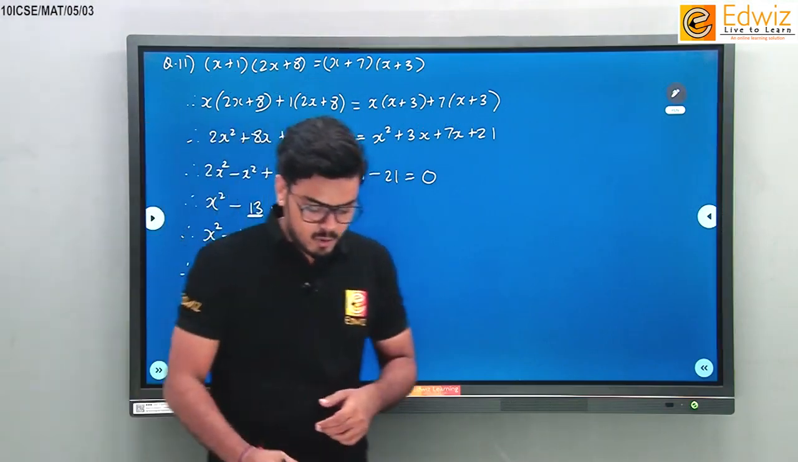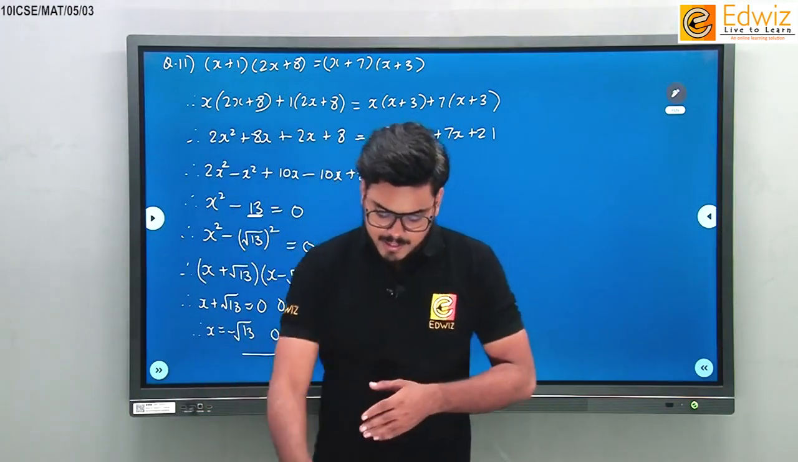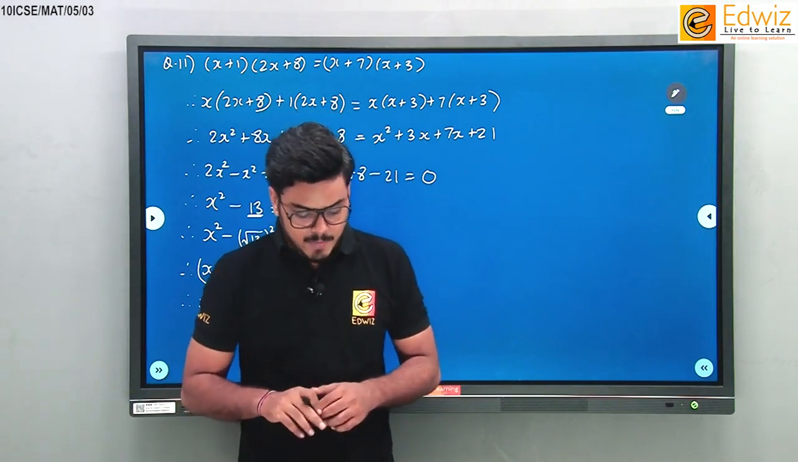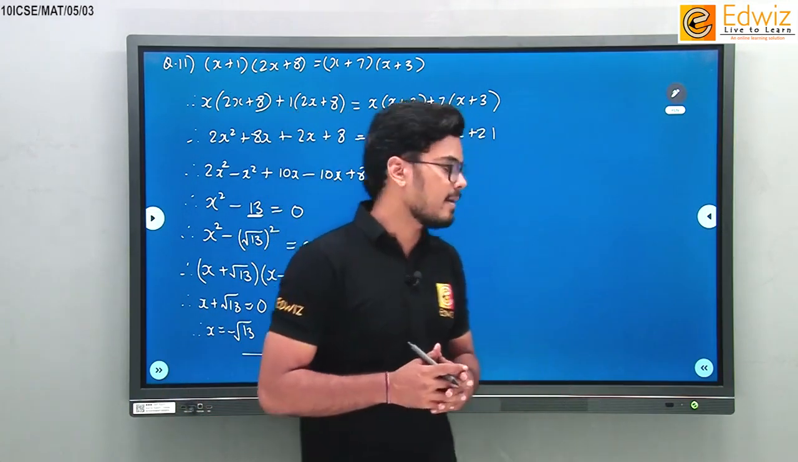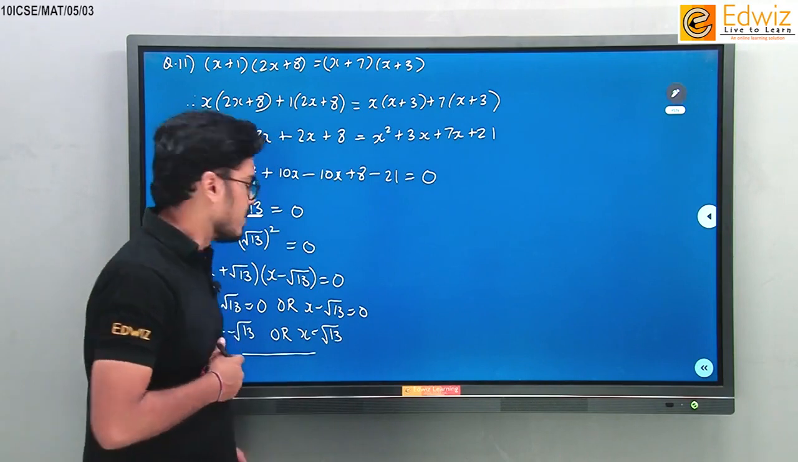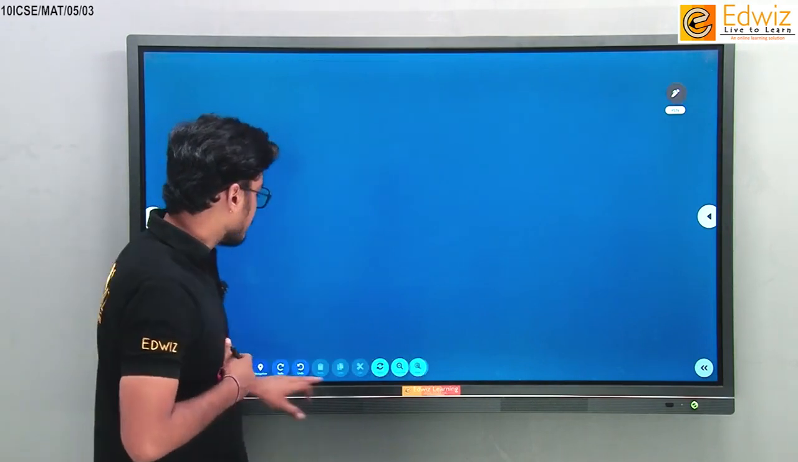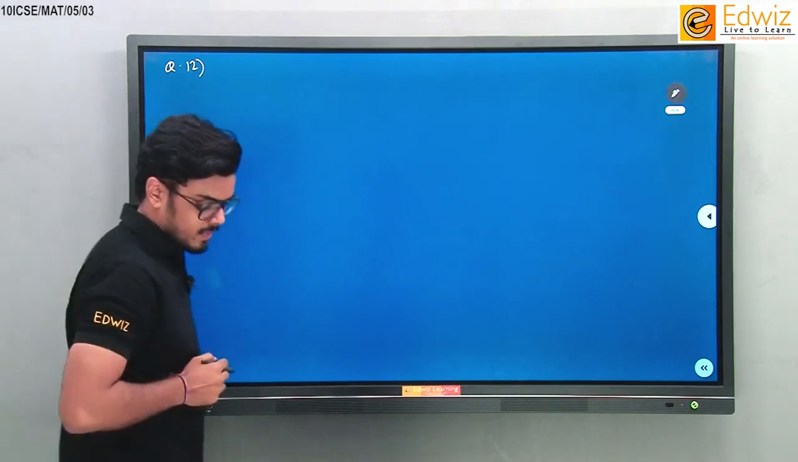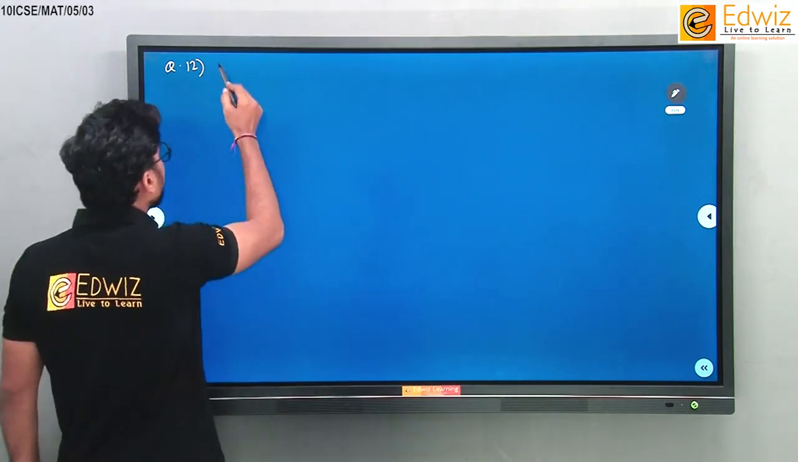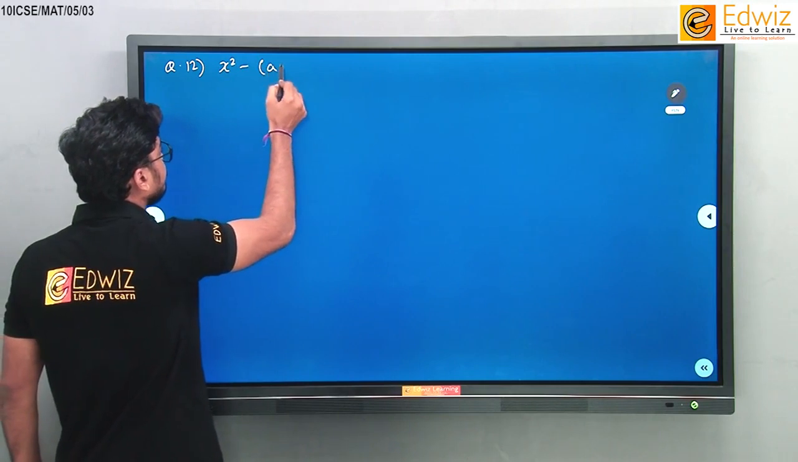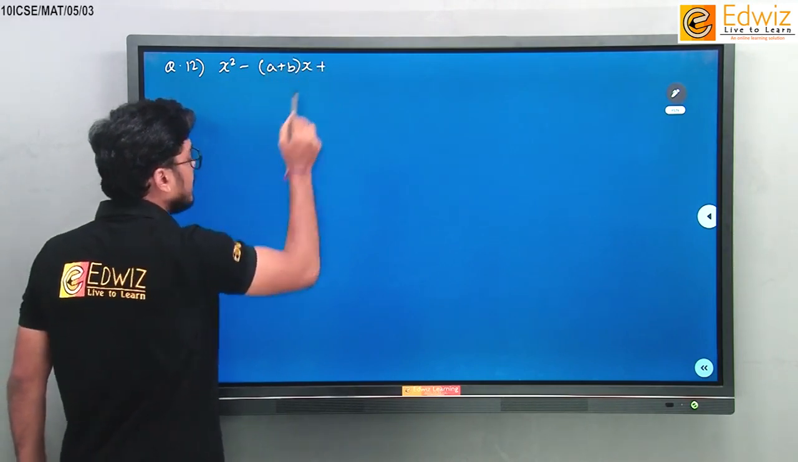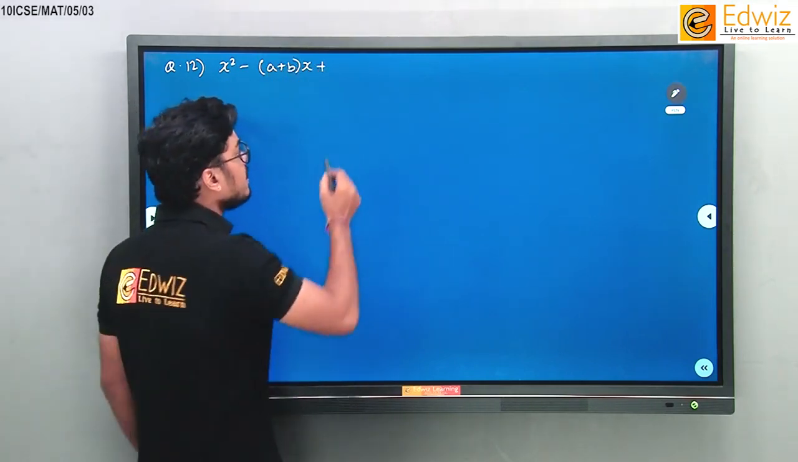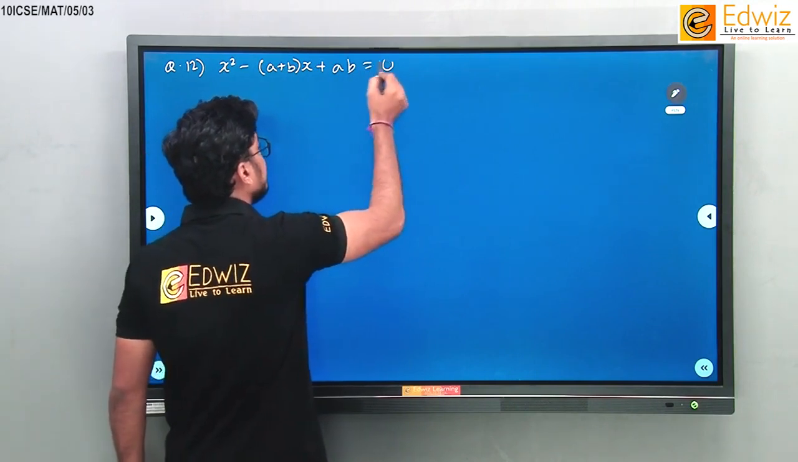Okay students, let us now go to the next question. The next question is x square minus (a plus b) multiplied by x plus ab equal to 0. So this is question number 12: x square minus (a plus b) into x plus ab equal to 0.